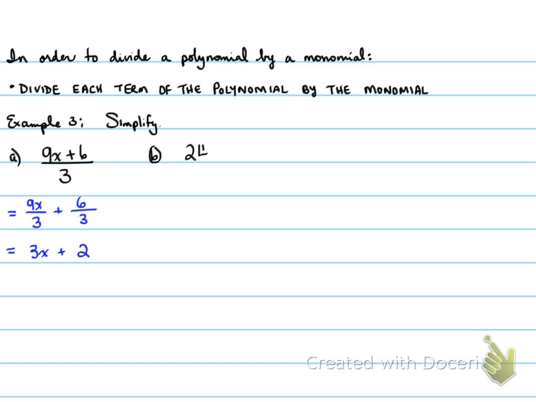Next, we have 24m to the 5 minus 9m cubed over negative 3m squared. When we simplify a question like this, what we need to remember is that we take each piece of the numerator and divide by that monomial in the denominator. So each of these will get the same denominator.